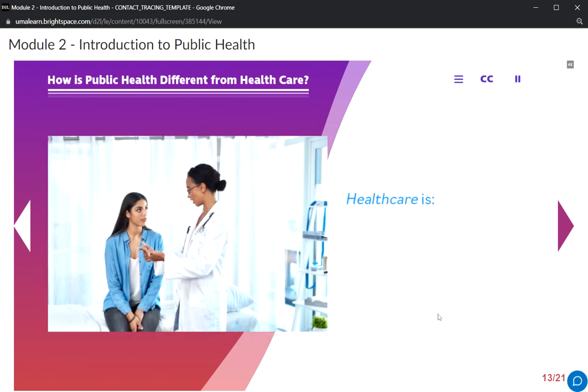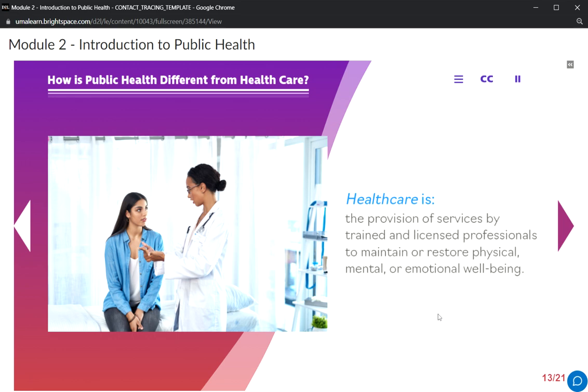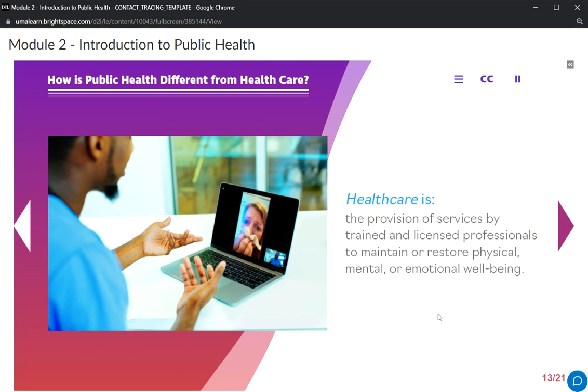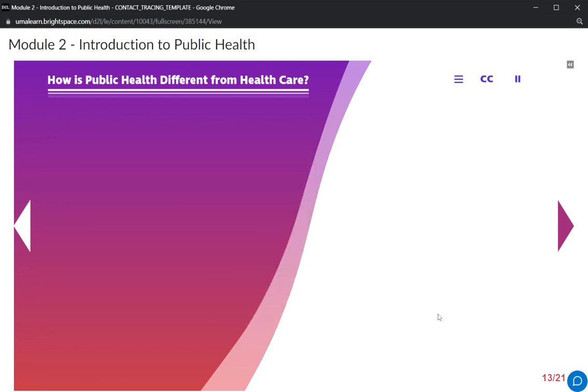Let's start with healthcare. Think back to the last time you visited your doctor's office. During that visit, your doctor was focused on you as an individual, with the goal to diagnose and treat based on the reason for your visit. Ultimately, it was a one-on-one interaction.